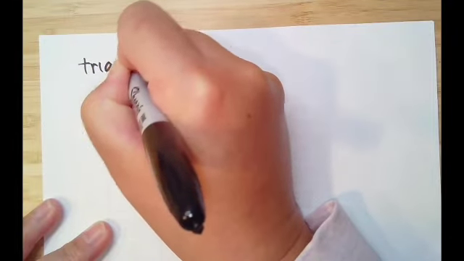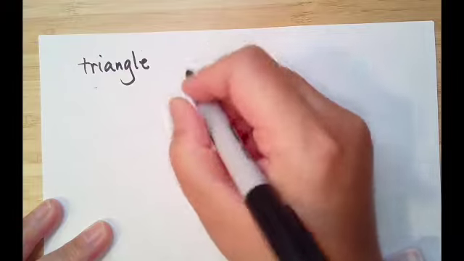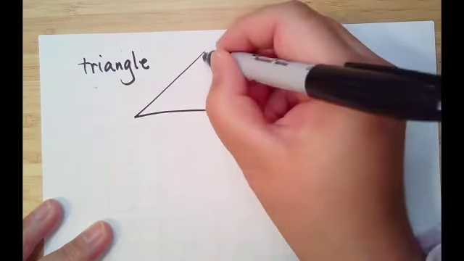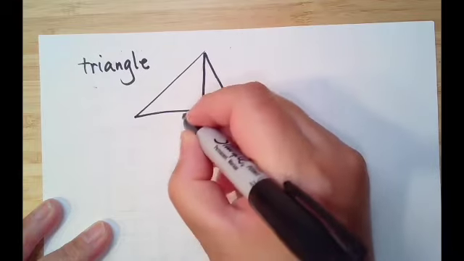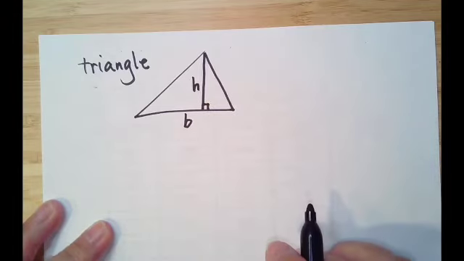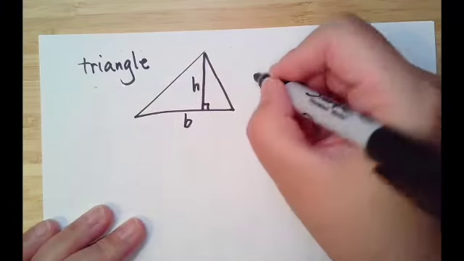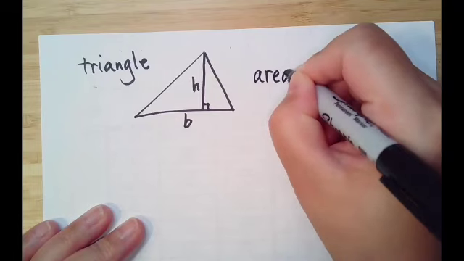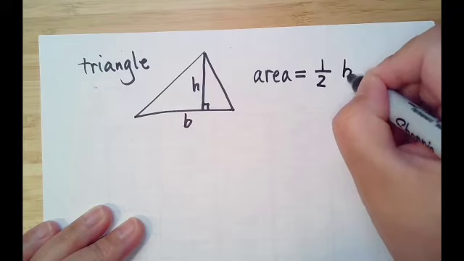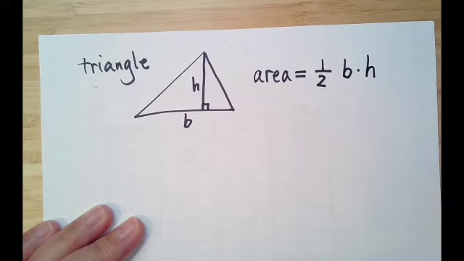We can do this quite a lot. For example, we know the triangle. If you have a triangle like that, here's the base, here's the height, here's the 90 degree. Okay, the area of this triangle is this. Area equals 1/2 of base times height, isn't it?